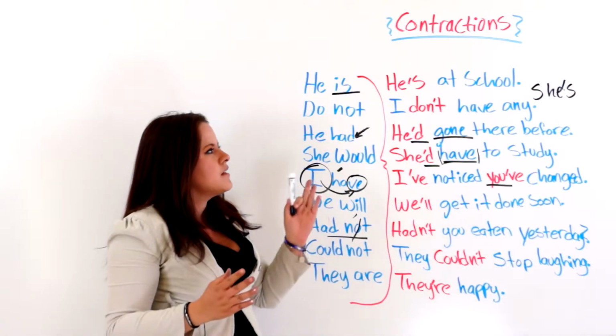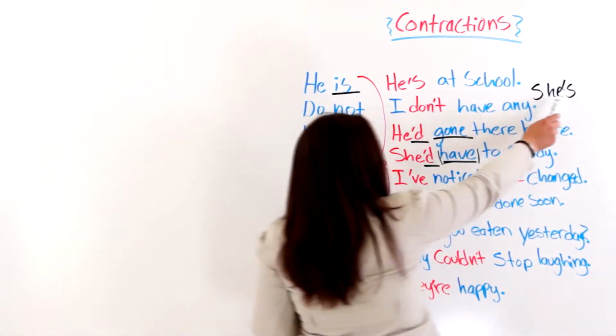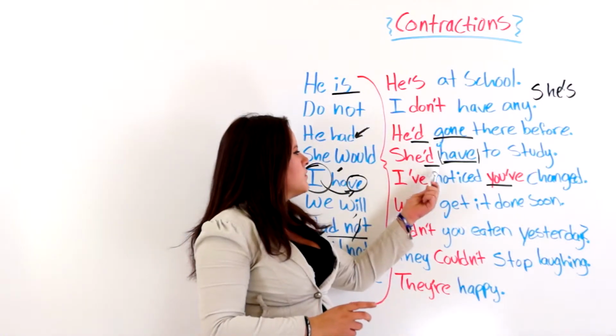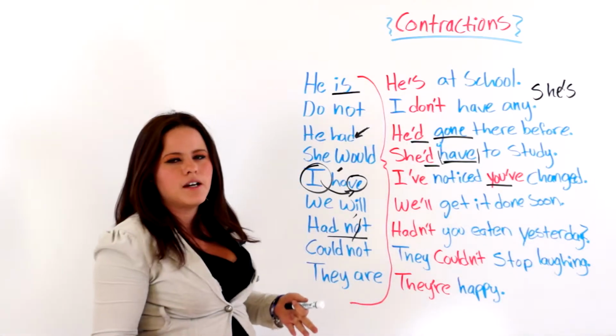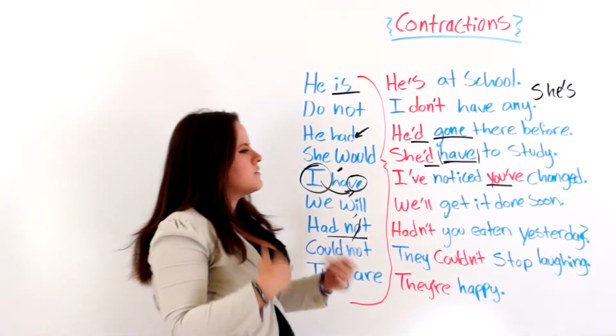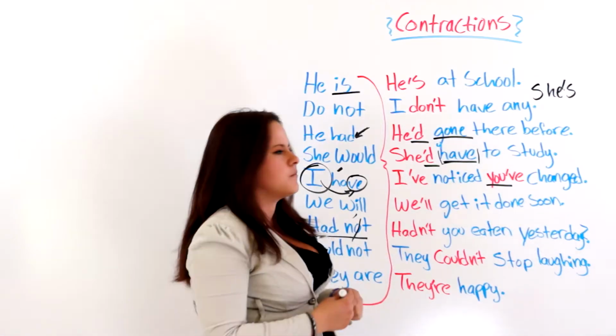To know if you're contracting, if this contraction means "is" or "has," or if this contraction means "would" or "had," all right? It's a bit confusing at first, but then you just get practice and you get to know them, all right?